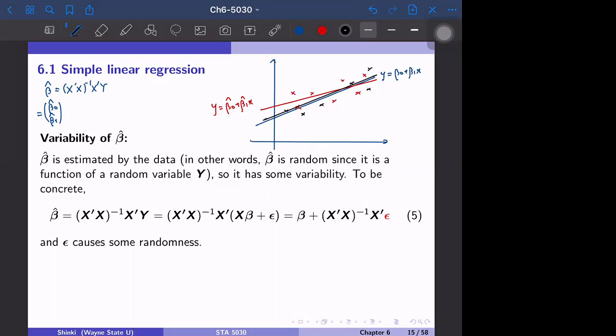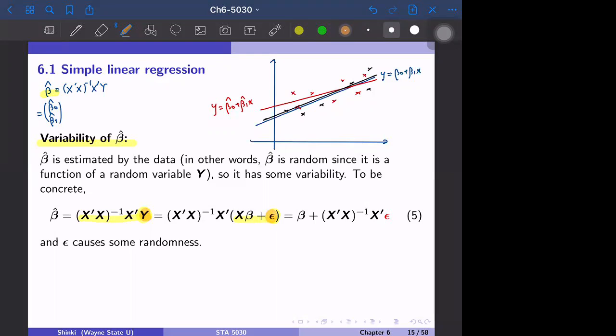So it has some variability. How much variability does it have? We discuss that in this video. So the variability of beta hat is expressed by this formula. Basically the variability comes from this y. So x is assumed constant and y is random, because y is equal to X beta plus epsilon, and epsilon is random. So the random quantity is here.